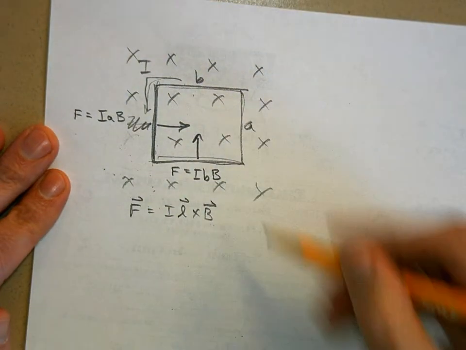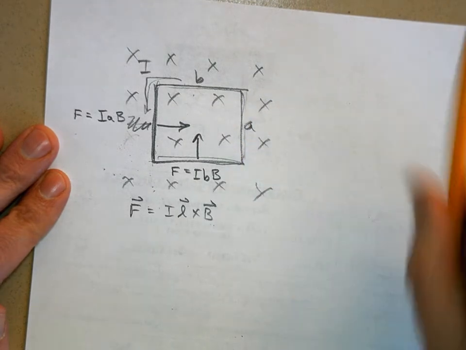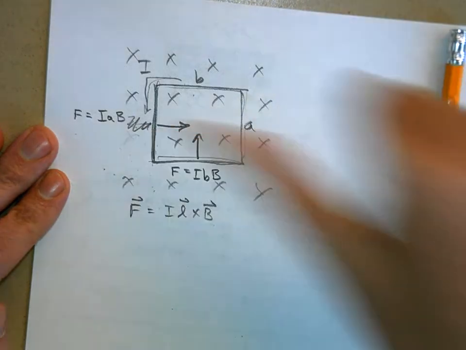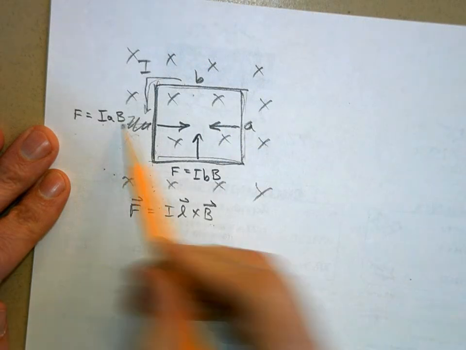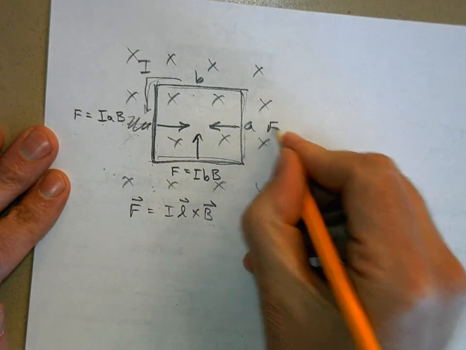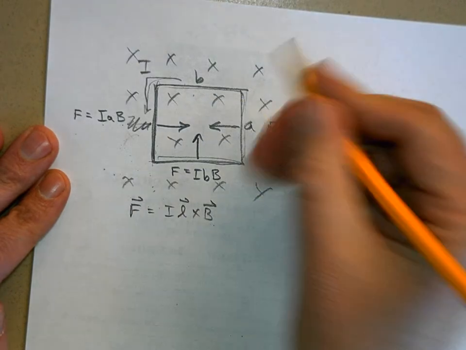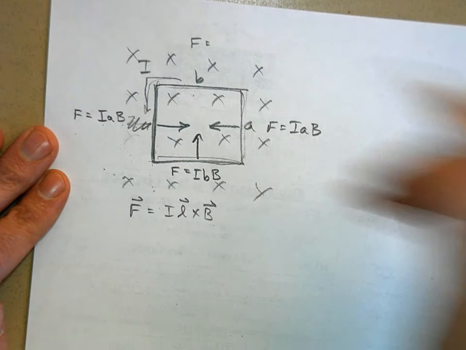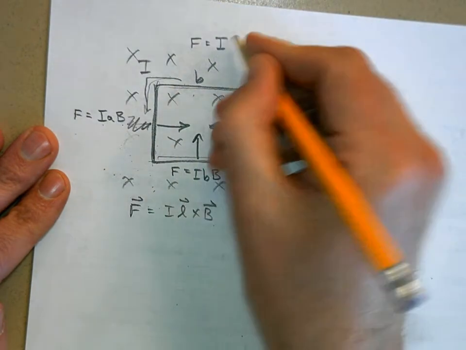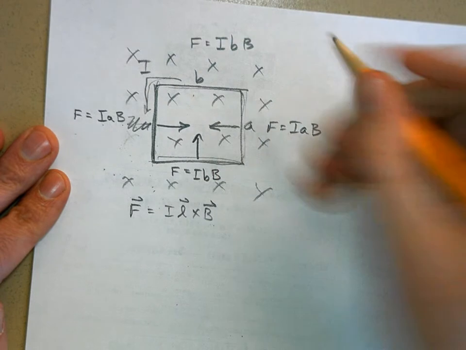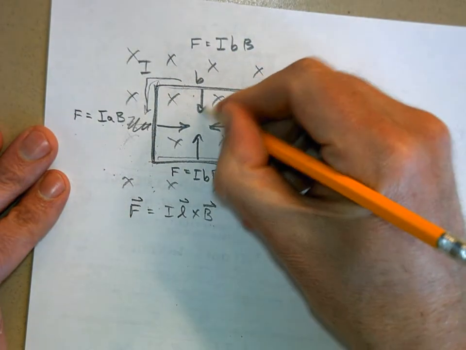And then look at this over here. The current's going up. So I cross B goes inwards like this. Of course, it's going to be IaB, right? F equals IaB. And then this is going to be F equals I, and the length is b, little b, times B, and the direction I cross B is going to be down.